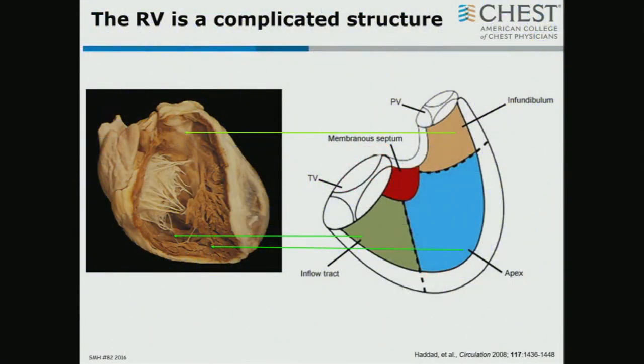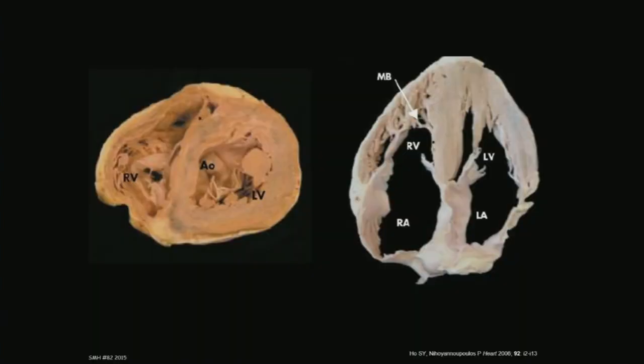The right ventricle anatomically is a complicated structure. You can see over here, it's got an inflow tract, it's got an apex, it's got an infundibulum and a septum. That complicated geometry makes it a little difficult to evaluate right ventricular function, but we'll talk about just how to do that. And there are clear structural differences between the right and left ventricle as depicted on this pathological slide. The left ventricle is spherical with thick walls, and the right ventricle is crescentic with thin walls. The right ventricle is also trabeculated, and this little thing here is the moderator band.